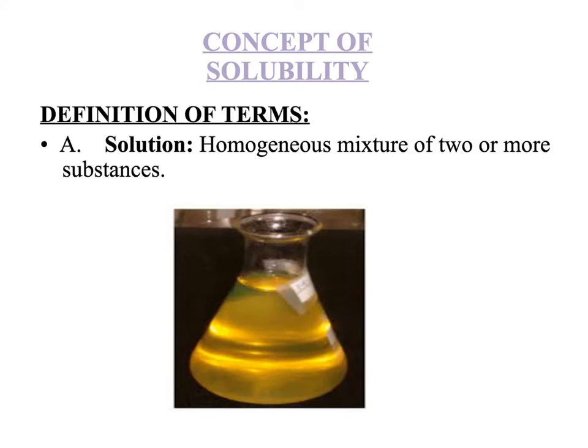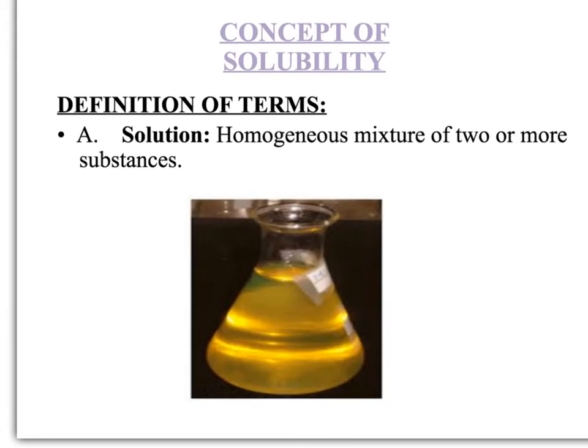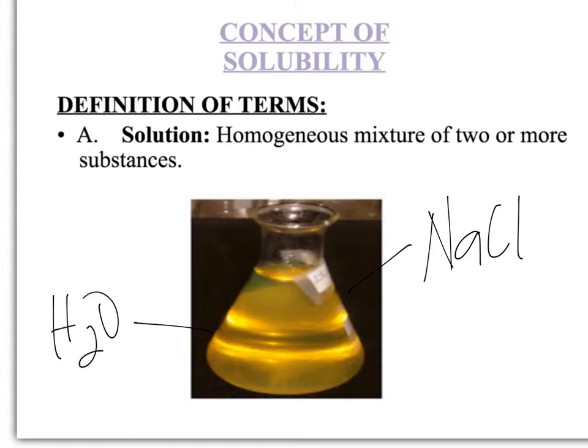So, a solution is a homogeneous mixture of two or more substances. In the jar below, in the diagram, it contains two substances. The first is sodium chloride, represented as NaCl, and the other substance is H2O, water. So the mixture of both makes up a solution.